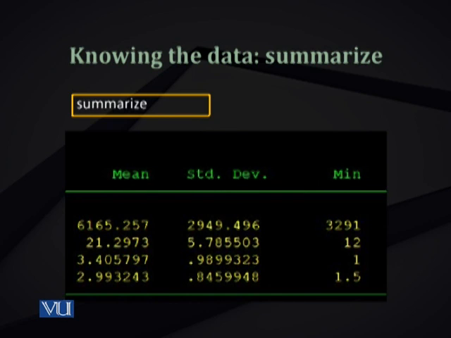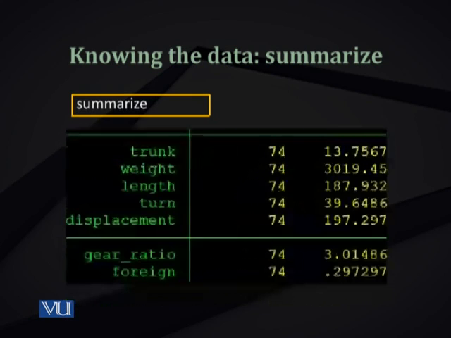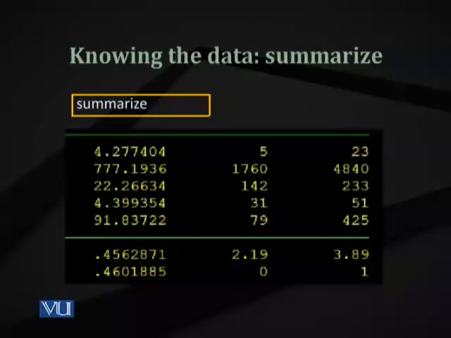You will at a glance know what type of values are stored in the variables. For example, if you look at the variable price, the minimum is 3,291 and the maximum is 15,906, maybe in pound sterling. Look at the last row. In front of the variable foreign under minimum and maximum, minimum value is 0 and maximum value is 1. You must notice that this is a binary variable with values either 0 or 1.